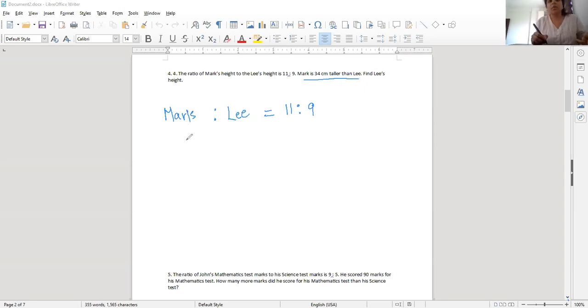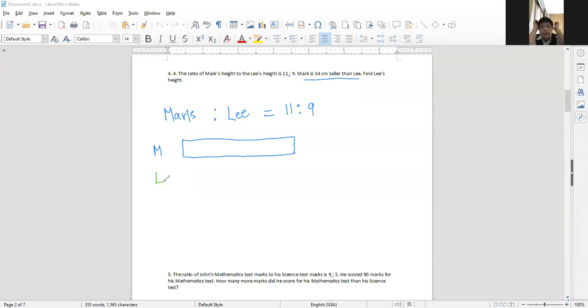Now if I make the model of this, if I make Mark as 11, okay, this is for Mark. I change the color. I'll make this is for Lee.